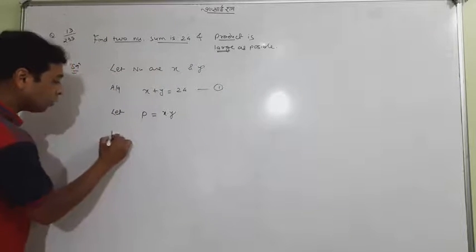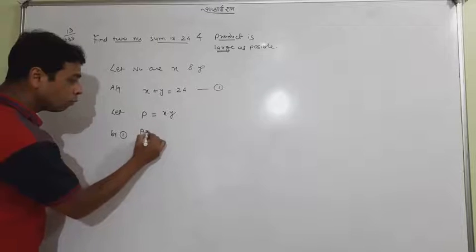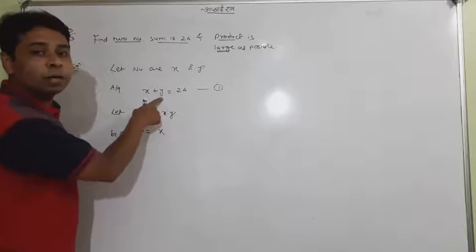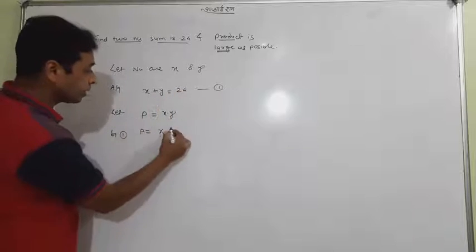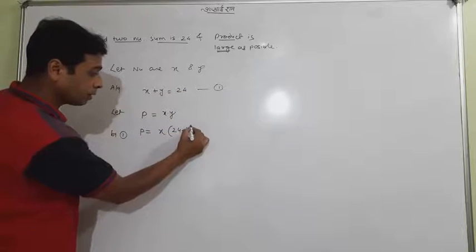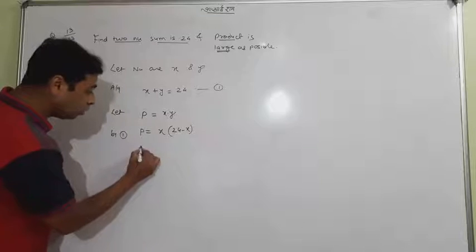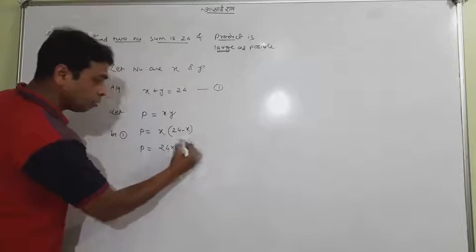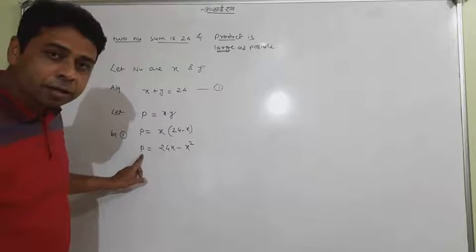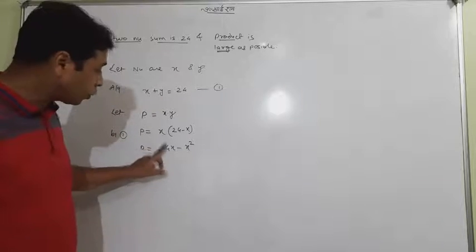And students, what we will do is take the value of one of the variables. Suppose I'm choosing y equal to 24 minus x, and I'll put 24 minus x here. Now you should be happy that when I multiply by x in the bracket, I have P as a main function of x.